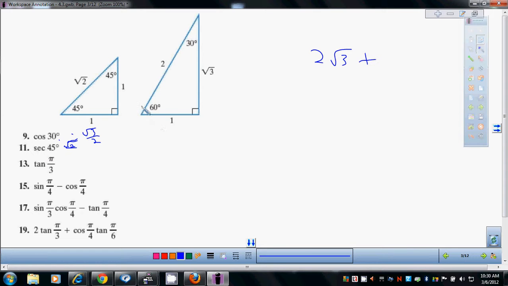Cosine pi over 4. Pi over 4 is 45, right? Cosine is adjacent over hypotenuse. Times tangent pi over 6. Pi over 6. Tangent is opposite over adjacent. That's 1 over radical 3. So we're multiplying this times that. Or no, we're adding this plus that.